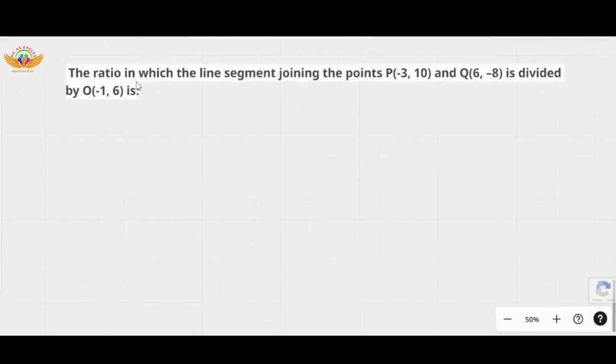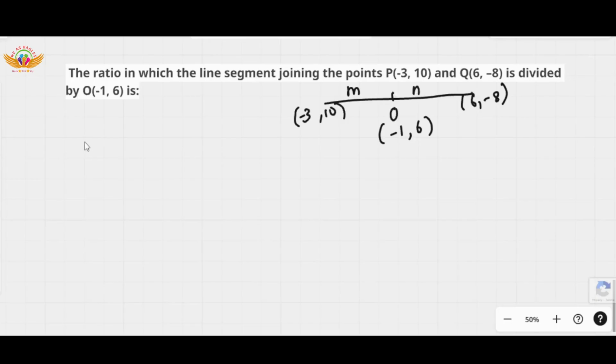Let us see another type of question. They're asking to find the ratio. They have given points P and Q. If this is my line, they have given the points minus 3 comma 10 here and 6 comma minus 8 here. They are telling that this line segment joining these 2 points is divided by the point O, and they have given the point directly as minus 1 comma 6. Now we have to find out the ratio m and n. So we already know the point, but we have to find out the ratio.